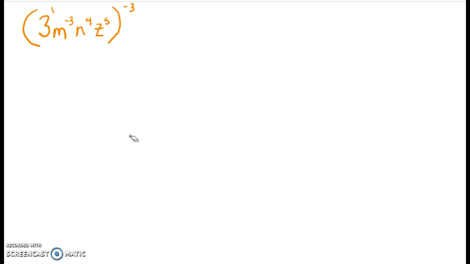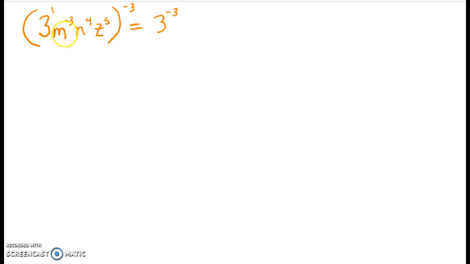So let's go ahead and take this step by step. We have all these exponents being raised by a negative 3. And I went ahead and put the invisible 1 with this 3 coefficient here. And so we've got 1, remember, power raised by a power, you multiply the exponent. So I've got 1 times negative 3, and we've got 3 to the negative 3. And we're going to take care of that later. We're going to clean that up.